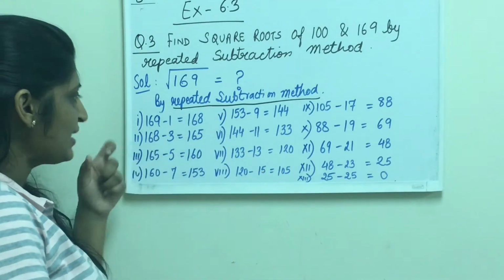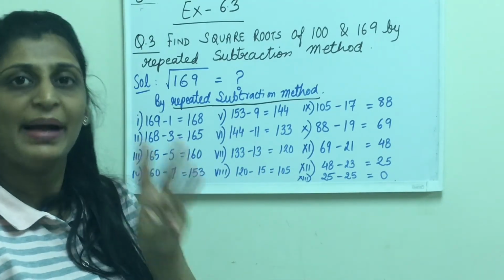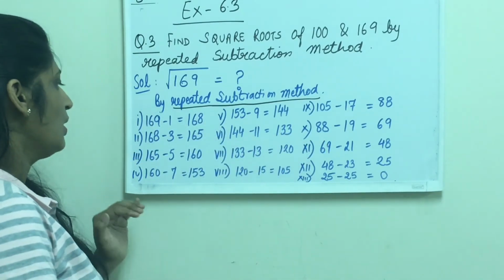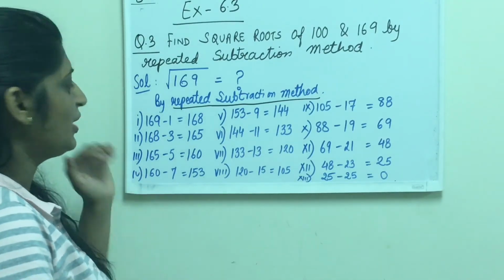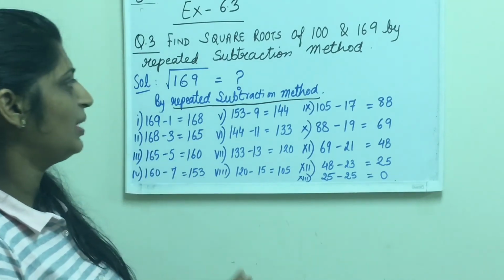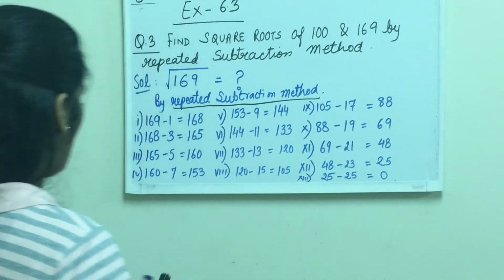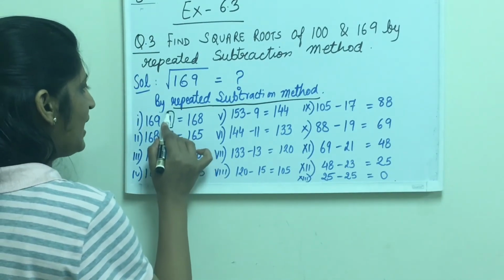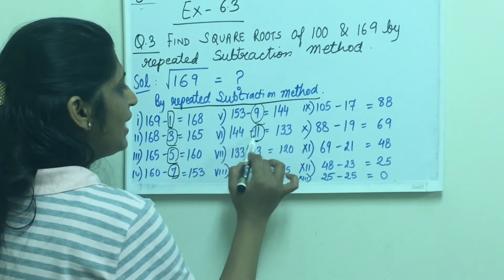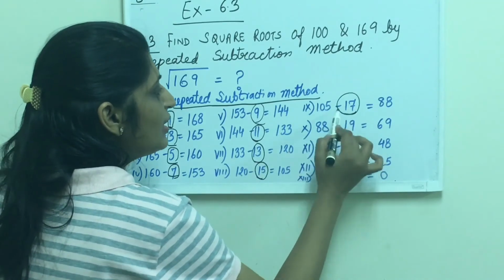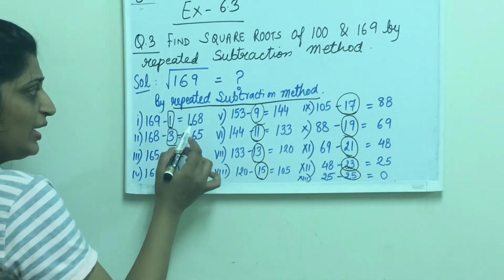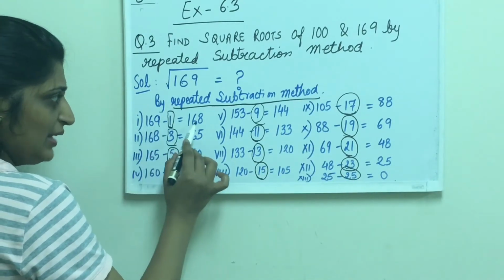Whatever be the answer in the next step, I subtracted 3 from it. Answer of the previous step, subtract 5. Whatever be the answer, subtract 7 from it. Whatever be the answer, subtract 9 from it, and continue till 0. You can see that I subtracted 1, 3, 5, 7, 9, 11, 13, 15, 17, 19, 21, 23, 25. 169 subtract 1 is 168.